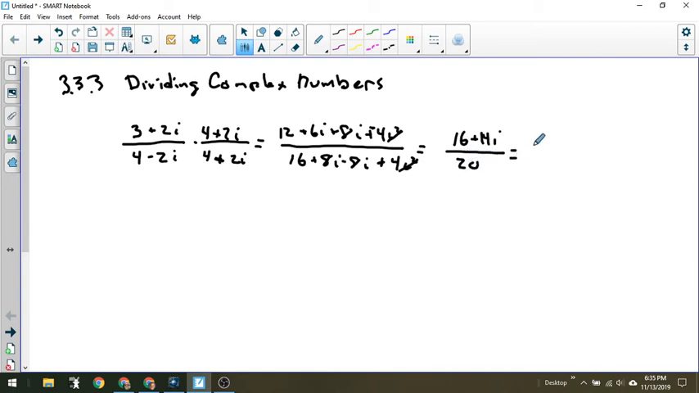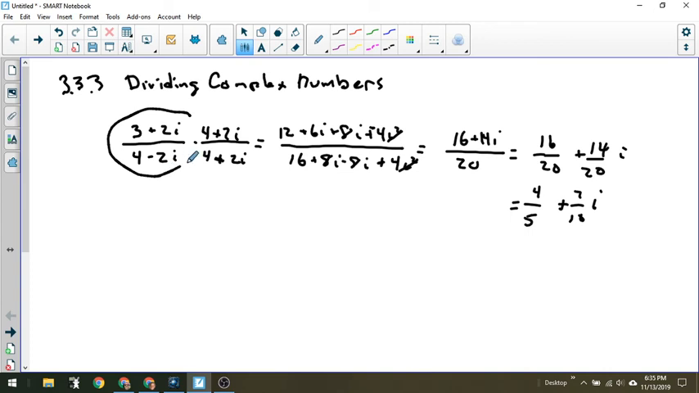To write this in standard form, I've got to keep going. I've got to write this as 16 over 20 plus 14 over 20 i, and then I've got to simplify that. 16 divided by 20 in simplest form is 4 over 5. Plus 14 over 20 in simplest form is 7 over 10, and then I've got this i out here, 7 over 10i. So when I divide this complex number, 3 plus 2i, by this complex number, 4 minus 2i, I get this complex number over here, 4/5 plus 7 over 10i.